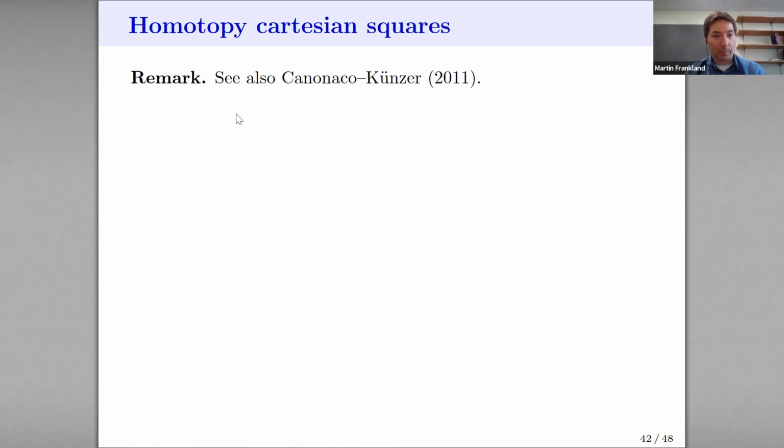And this is also related to a paper of Kanonako and Matthias Kunsa, where they were looking for conditions guaranteeing that if a square fits into a map 1GH, then it's forced to be homotopy Cartesian. So it's a related but different question. And they found some sufficient conditions where that is the case.